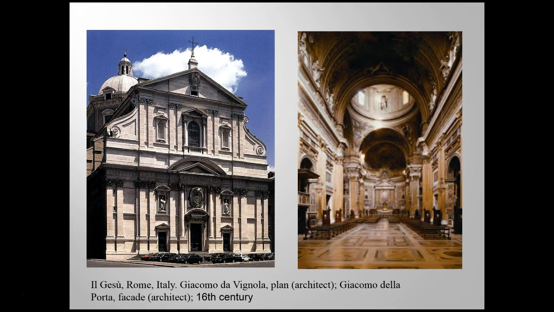Giacomo della Porta was involved in the construction of the cross vault dome and the apse. So various architects worked on this building. The facade of the church is divided into two sections. The lower section is divided by six pairs of pilasters.